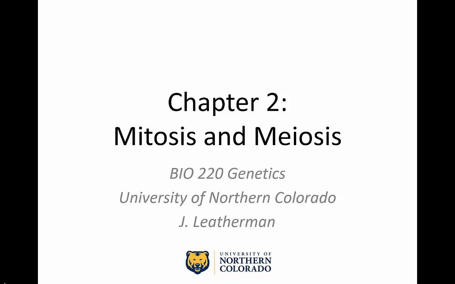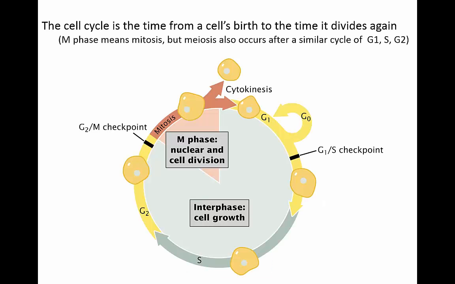This video will be on mitosis and meiosis. So first we're going to start out talking about the cell cycle. The cell cycle is the time from when a cell is first born from a previous cell division to when it completes another division. And the cell cycle is divided into two parts. There's interphase and there's M phase. M phase stands for mitosis, and interphase includes three primary steps.